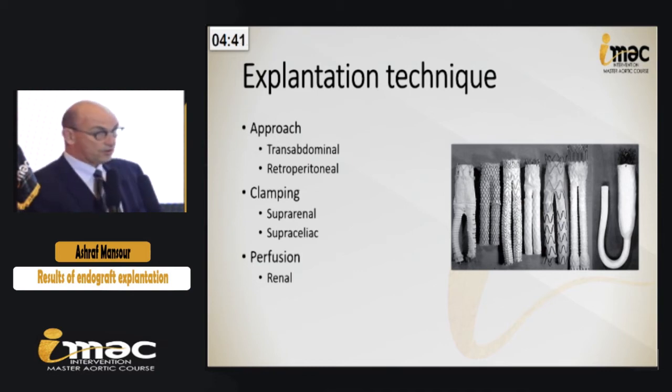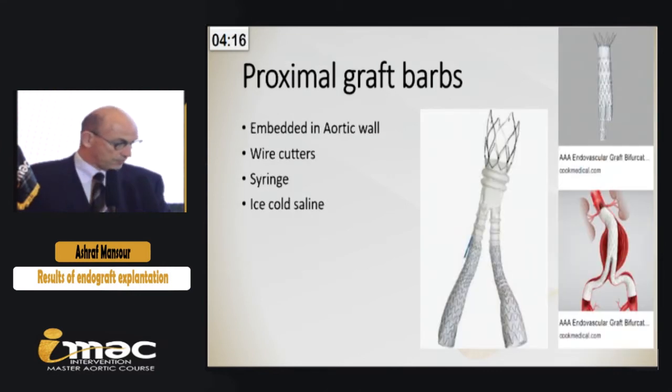Ironically, the Anchor graft is probably the best graft that was ever made, and that has been pulled off the market by Guidant, and that may be something that we can discuss a little bit later. But what I want to focus on is when you do these explantations, do you have to do a suprarenal or supraceliac clamp? Do you approach transabdominal or retroperitoneal? And then what do you do when you have to perfuse the kidney?